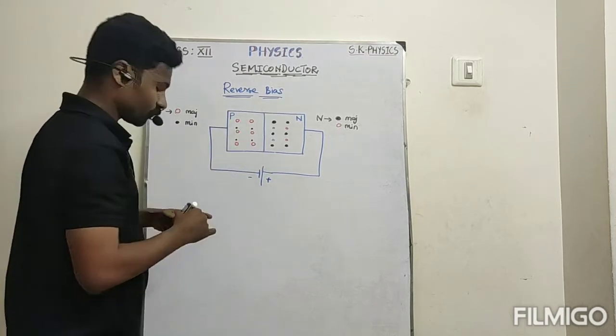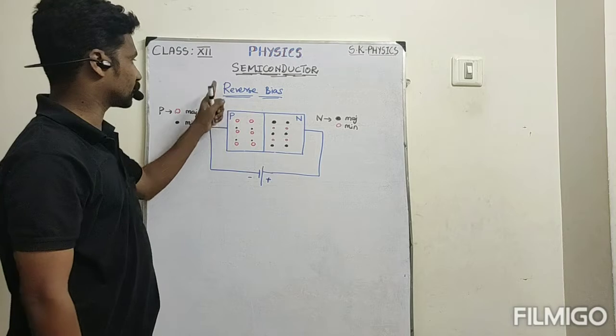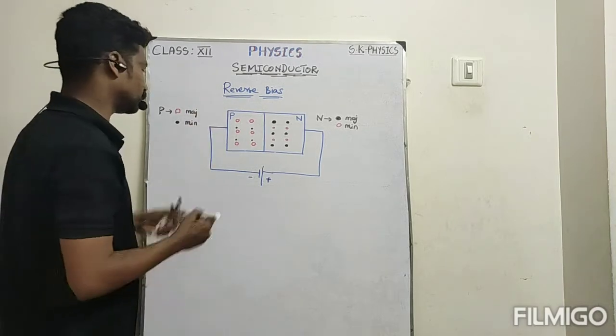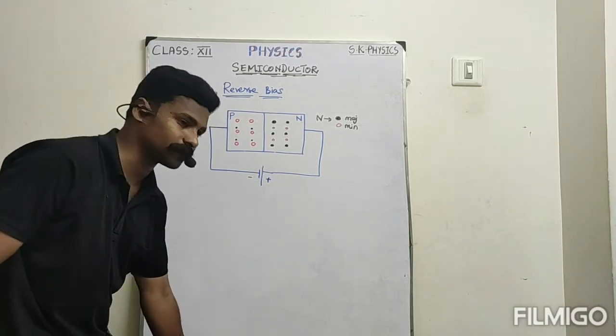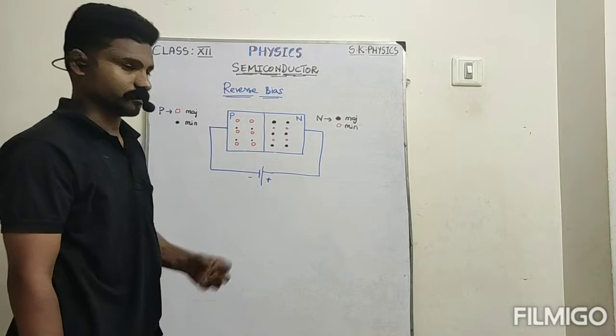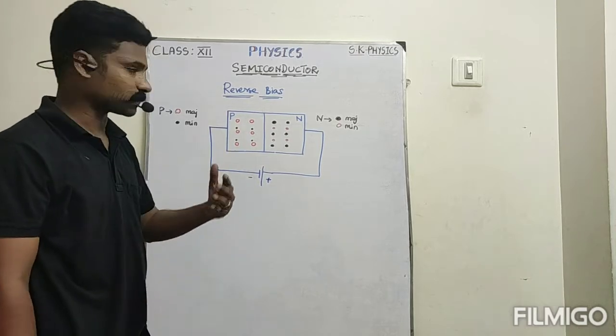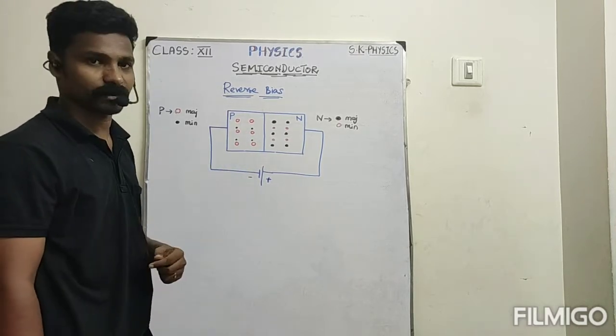So now we are going to discuss the topic, reverse bias. In this reverse bias, what happened? What about the potential barrier? What about the depletion region? What are the properties? We'll discuss one by one.